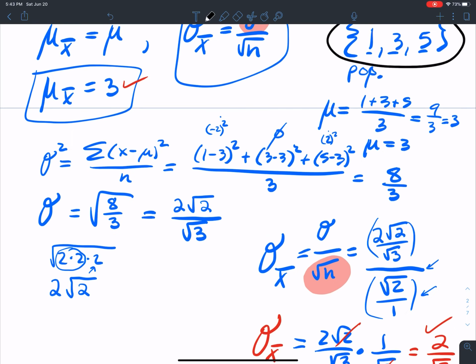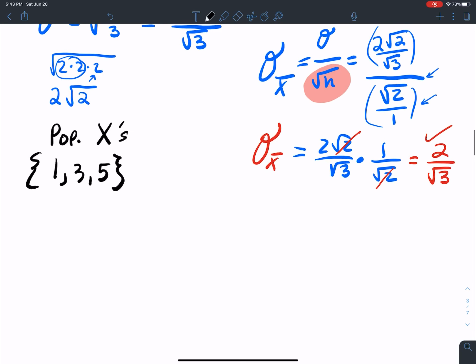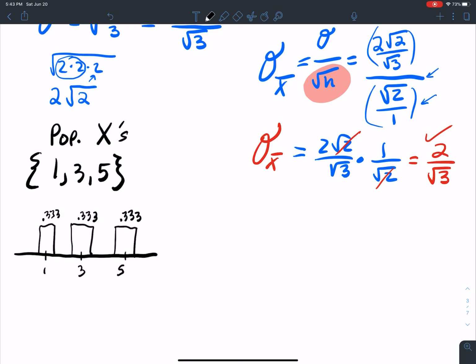And one thing I want to show you is the population distribution, okay? So here we had 1, 3, and 5. So the population of the values, the x's, was 1, 3, and 5, right? So what is that? Well, there's a 33% chance we have a 1. There's a 33% chance we have a 3. And there's a 33% chance we got a 5. Now, technically, it's 0.3333 repeating, it's 1/3, so you're going to get rounding error there. But that's the idea. This is a uniform distribution, equally likely for each of those, okay? And the population mean was 3, and the population standard deviation was 2 square root 2 over square root of 3.